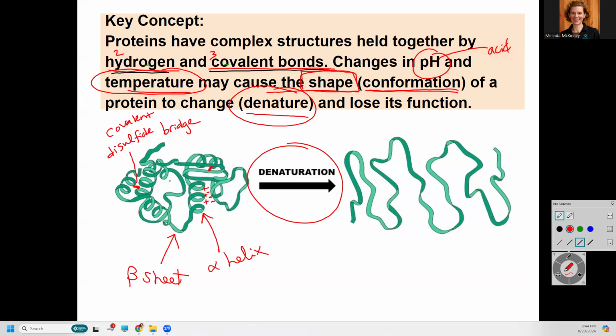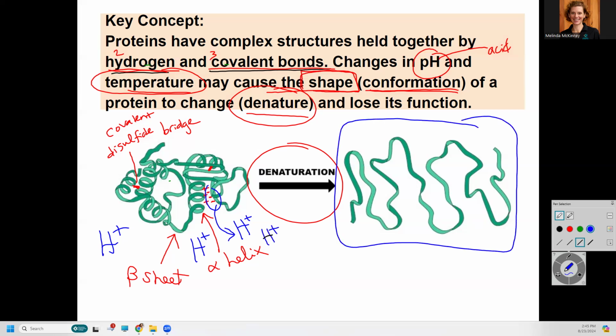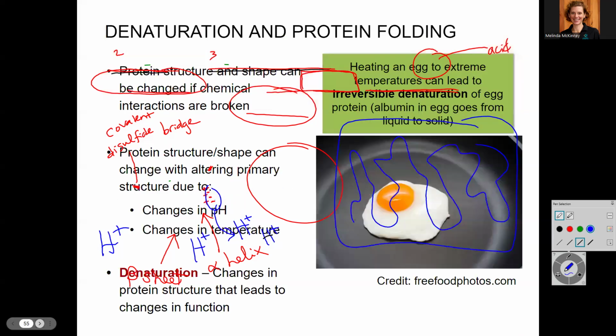But as we change, so say we put a whole bunch of hydrogen ions here, this is a very acidic solution, then maybe this part of the protein is going to be attracted to the solution and it will break apart. So then you've got this protein, which you still have this initial primary structure here, but the shape has been lost, and the shape of a protein is very, very important to its function. So structure determines function. We have denaturation, we have a loss in function.